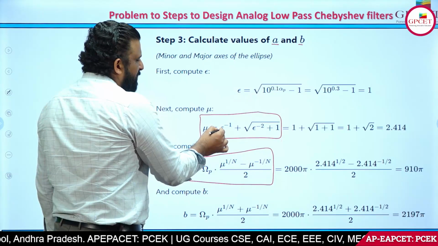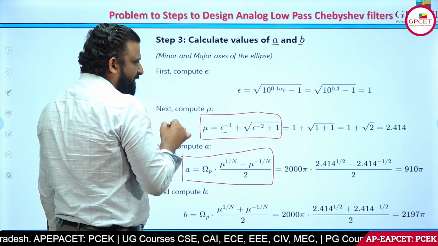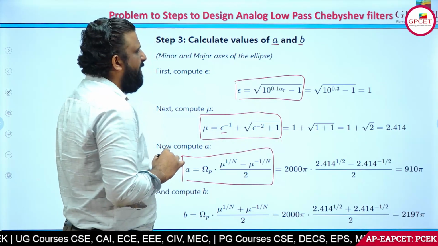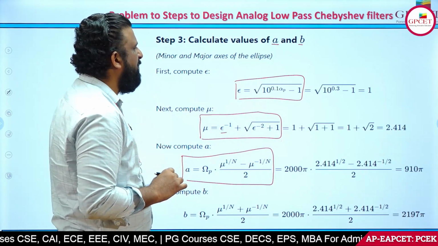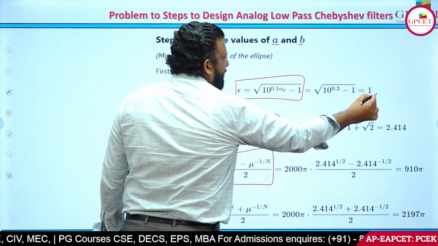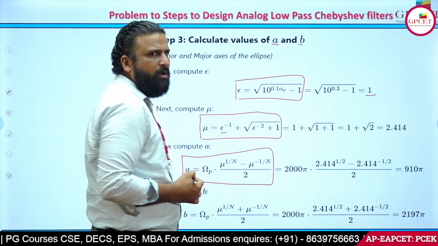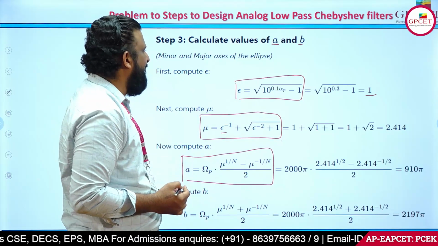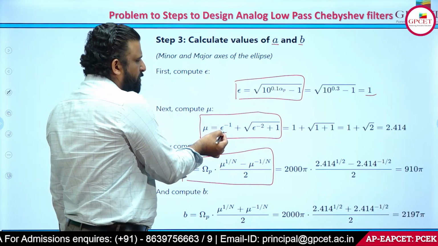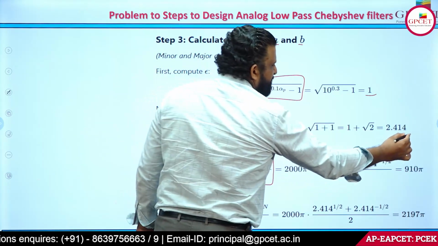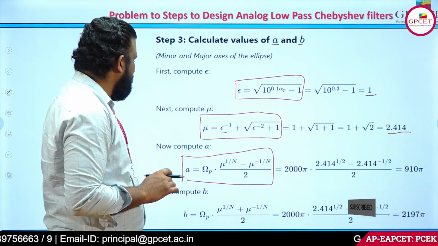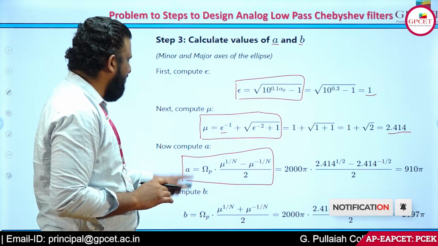Here we don't know the value of epsilon, so further, just go back to the formula. Epsilon is equal to square root of 10 to the power of 0.1 alpha p minus 1. By substituting the alpha p, the value I got for epsilon is equal to 1. With the help of this value of epsilon, we can compute mu. Substituting epsilon equal to 1, I got the value of mu equal to 2.414. After getting this value, it is now very easy to compute the values of A and B.